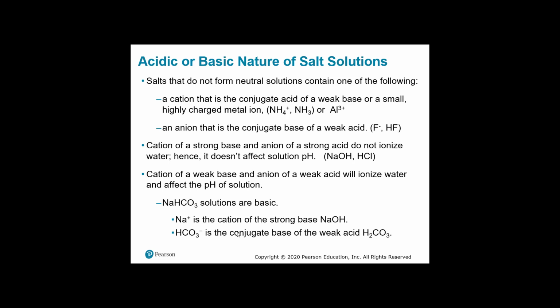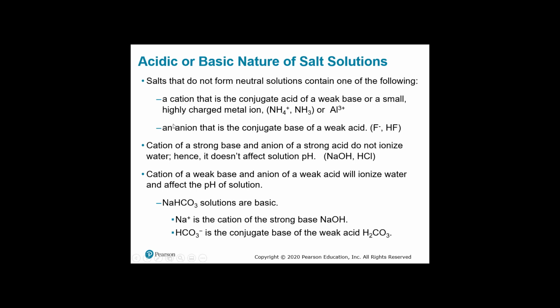A cation that is the conjugate acid of a weak base, or a small highly charged metal. So we can look at, for instance, ammonium and ammonia. That could be the first one, and then a highly charged metal would be something like aluminum. An anion that is the conjugate base of a weak acid. So HF is a weak acid, and we have the fluoride ion.